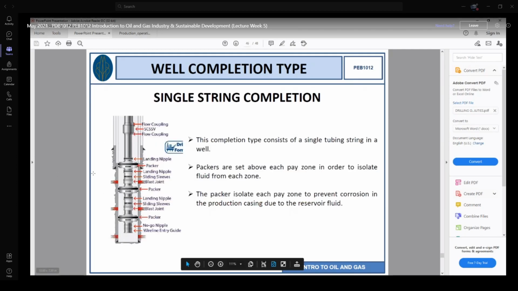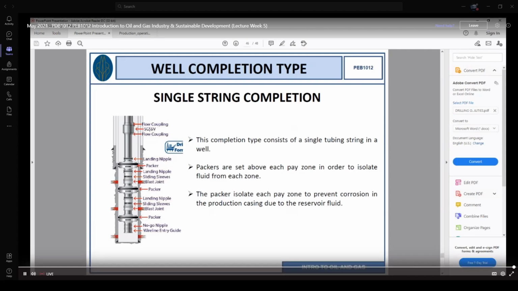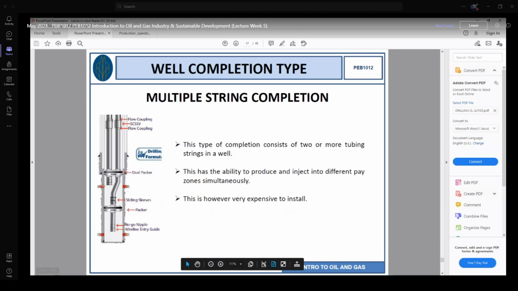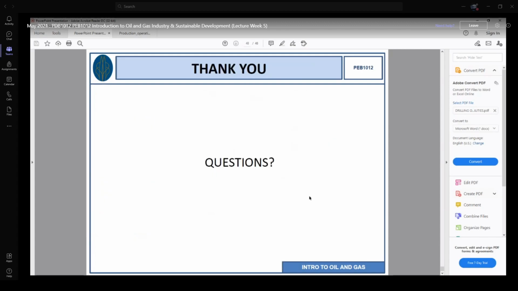So here is the typical single string completion you can see. We have different kinds of tools inside the completion: we have SSSV, flow coupling, landing nipple, packer, and blast joint. All are a part of our completion. So here is a single completion, and this is a multiple completion. One zone is going to produce from here, another zone from here, and another zone from here. So that is the multiple completion string. That's all from the well completion.